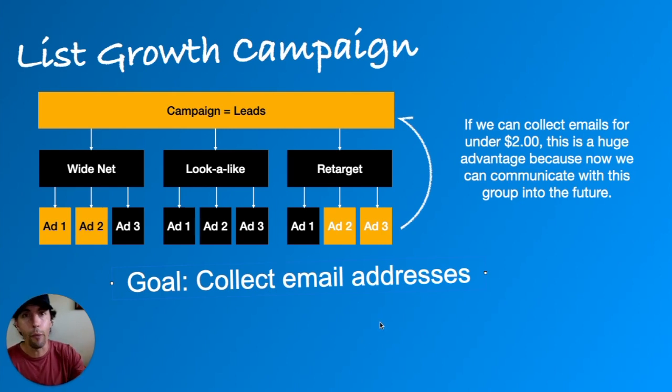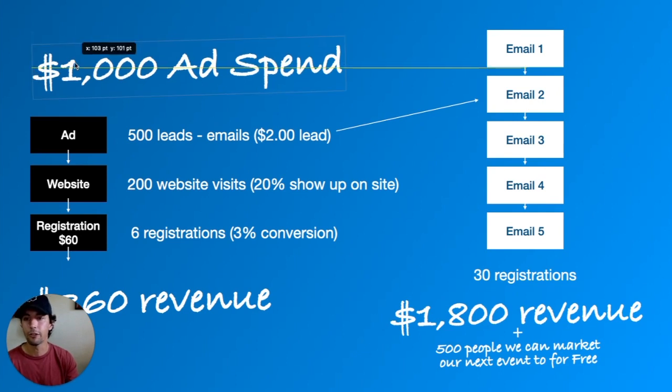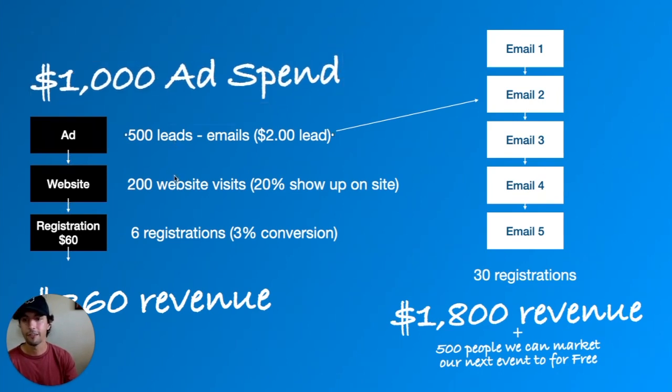So we run a giveaway campaign. We give away something of value and we collect email addresses and we try to get emails down below $2 per. Then the economics start looking like this. Say we spend $1,000 on ad spend. We collect 500 leads. And after somebody opts into the lead, you can say, hey, check out more information about our event. Let's say 20% of those people show up on your website and 3% convert.